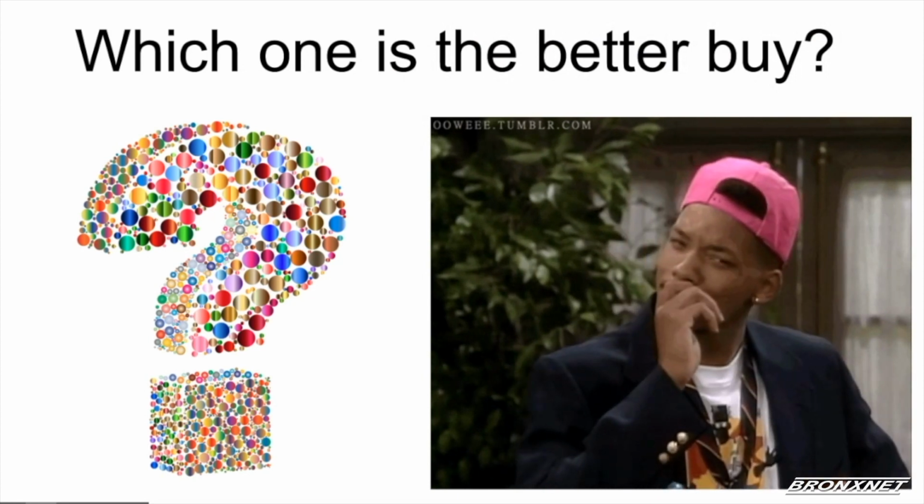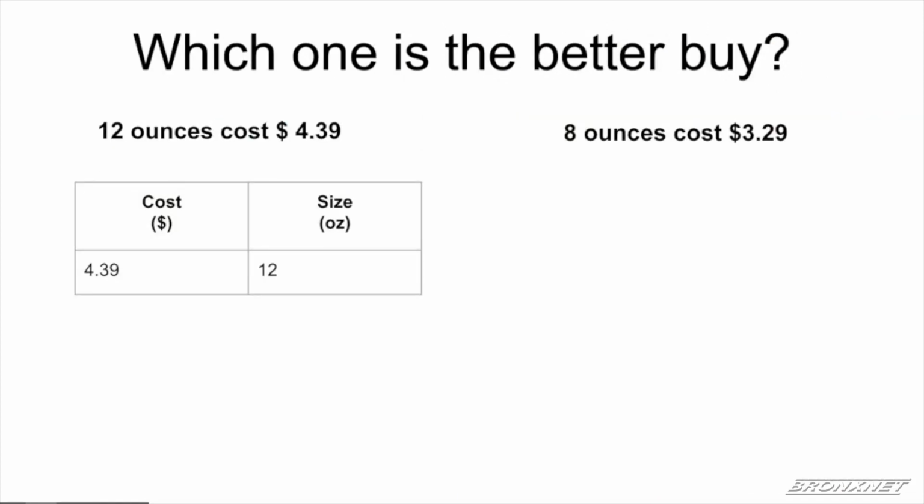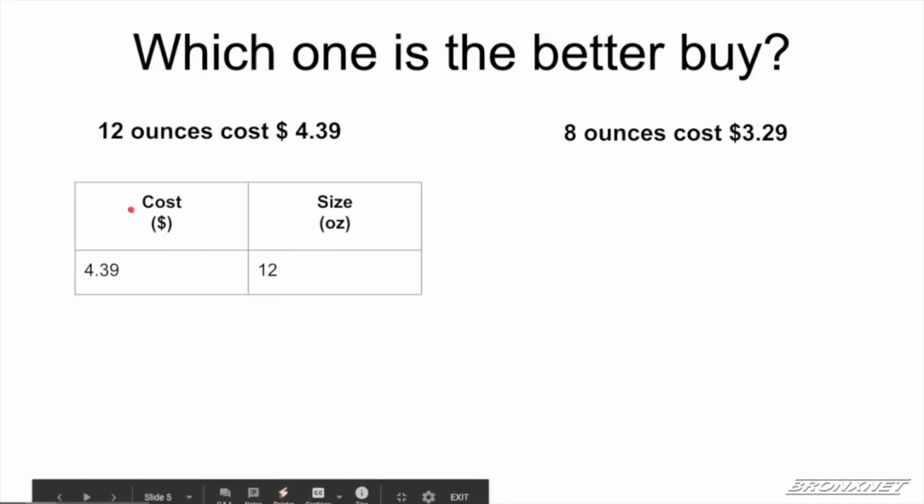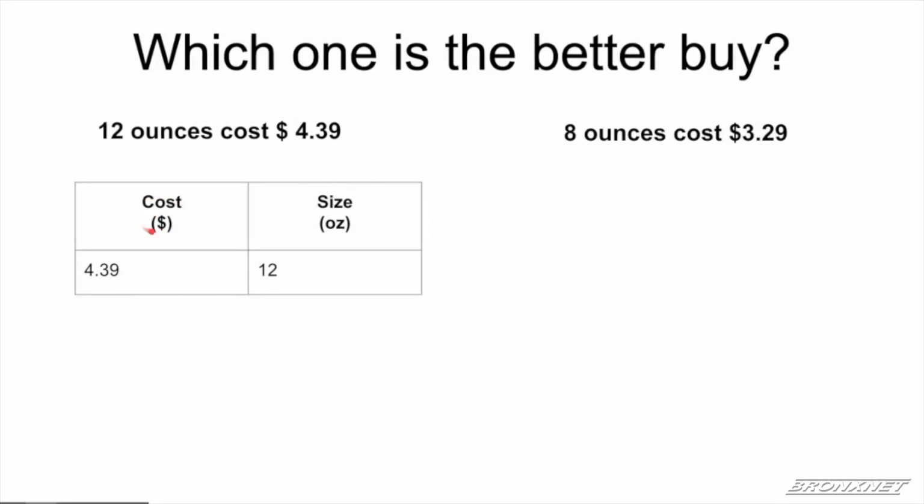How can we do that? Let's think back. We can always set up a table whenever we're talking about finding the unit rate. We just have to remember that we set up a column for what we have. And in this case, it's going to be cost in one column and size in the other. We set up our ratio because that's what we have here available to us. $4.39 for 12 ounces. But my goal is to figure out how much it costs per 1 ounce.